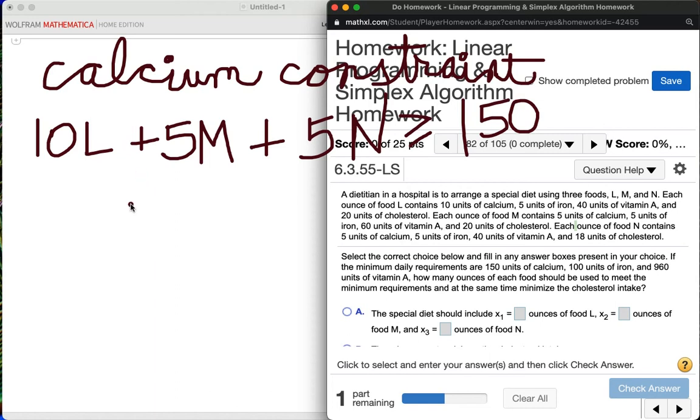Next, this is where I wish I had a whiteboard or a blackboard or something bigger to write on. Next, we have to worry about the iron constraint. Instead of writing the whole thing out like I did with calcium above, I'm just going to write Fe. That's the chemical symbol for iron. The Fe constraints.